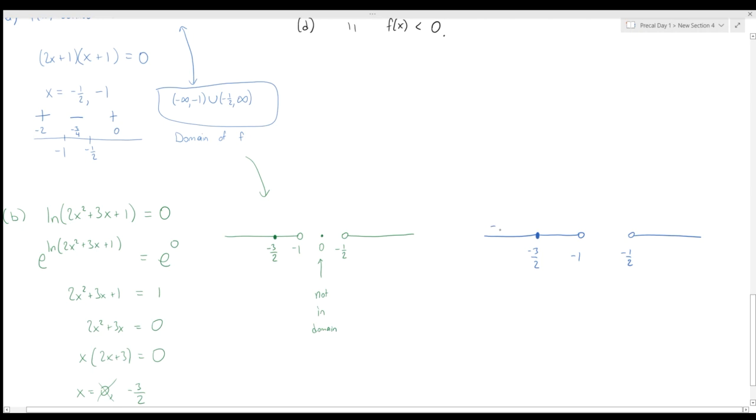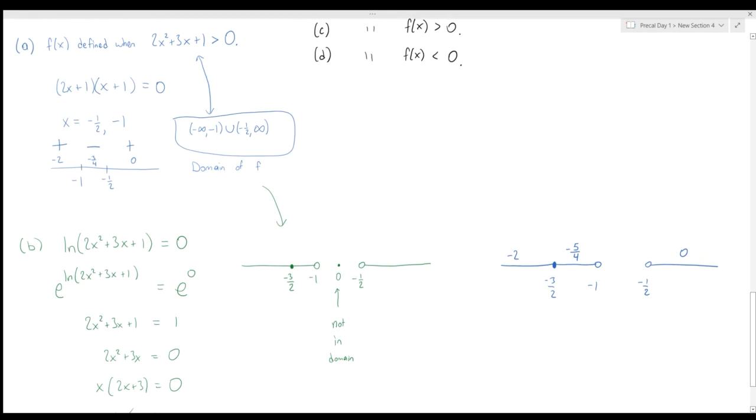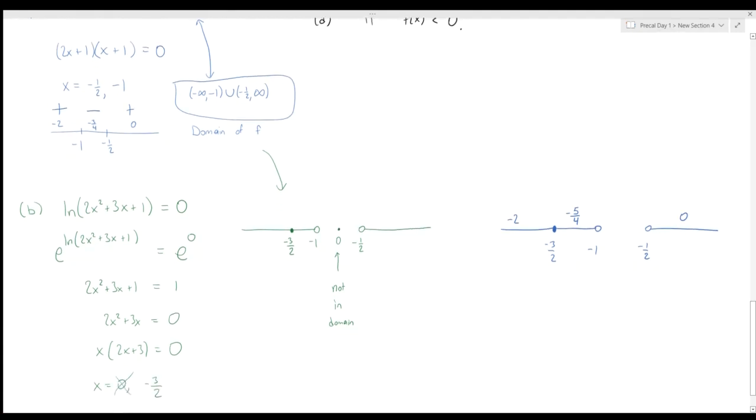So then we would pick a test point in each of these intervals. -2, then between -1 and -1.5 we'll do -1.25, something in between them. And then we can do 0 over here. Okay. So this is for parts C and D.